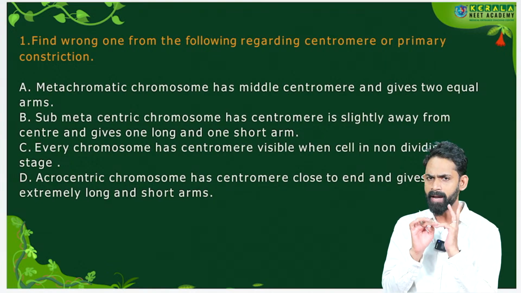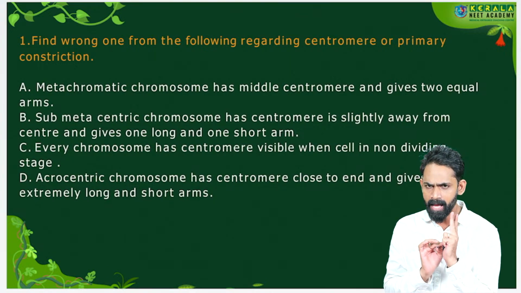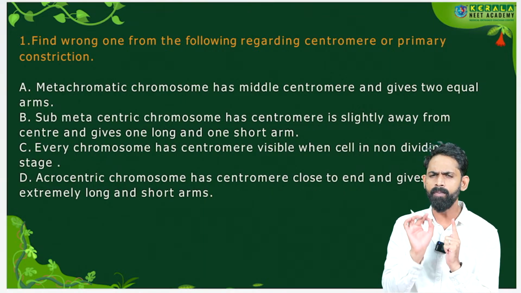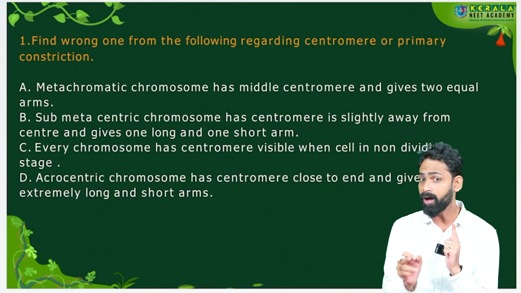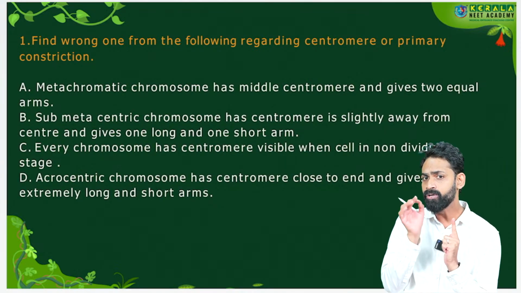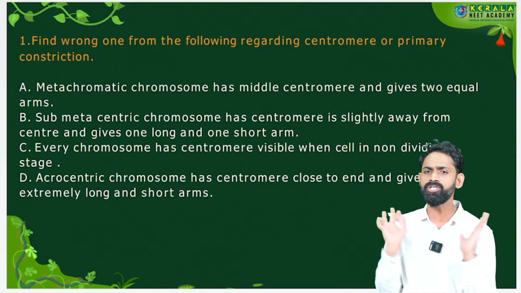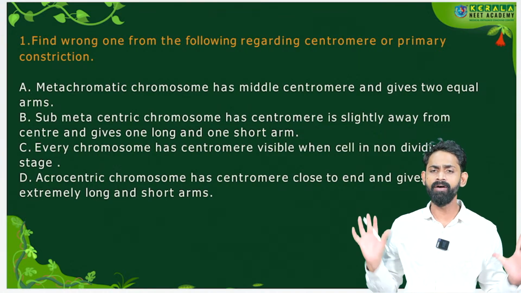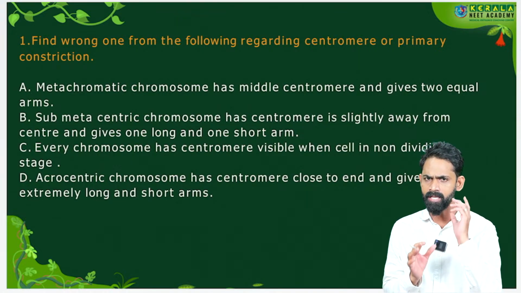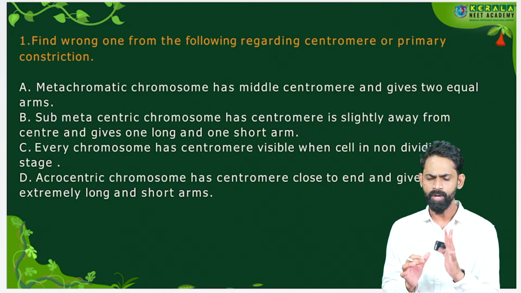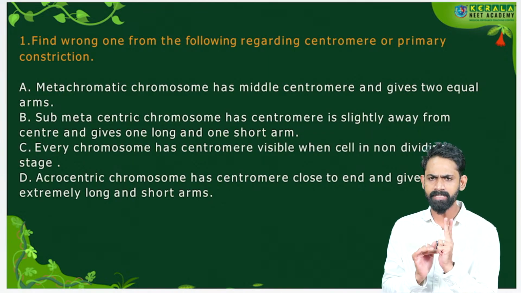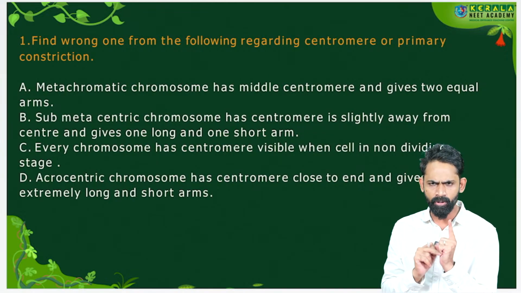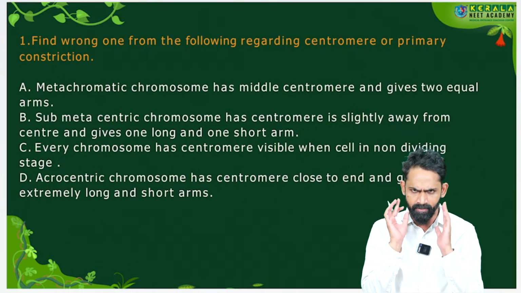The next ones: metacentric, followed by submetacentric, followed by acrocentric. In acrocentric, the centromere is almost at the end, not at the end, but almost at the end, to give an extremely long and an extremely short arm. The last one is called telocentric. Now first I am giving you the confidence that based on the position of the centromere or primary constriction, there are 4 types of chromosomes: metacentric, submetacentric, acrocentric and telocentric. Don't confuse between acrocentric and telocentric. That's very good.